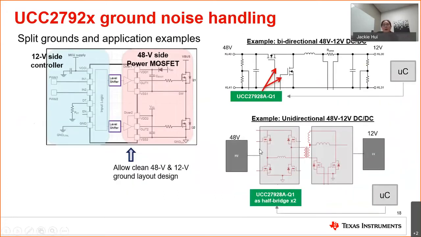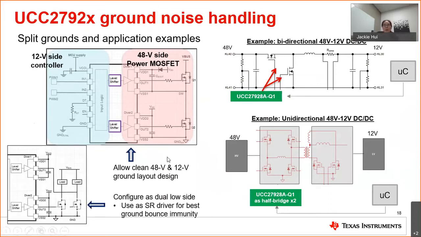Another example for automotive usage is if your controller is on the 12 volt side and your power stage is on the 48 volt side. One example is when designing a 48 volt to 12 volt DC-DC. The split ground allows you to have a very clean ground layout. You can connect the input ground to the 12 volt domain while the output ground connects to the 48 volt domain, without the need for a digital isolator, for instance.